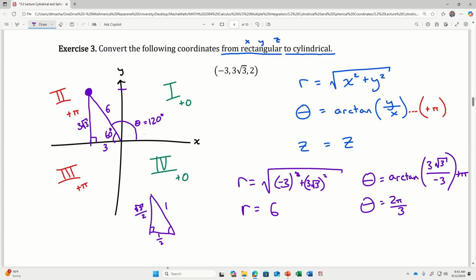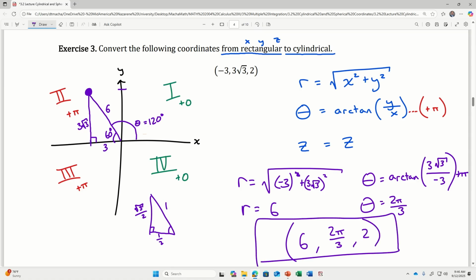So if you put this in your calculator, if you've got your TI-30X2S calculator, and you type in arctangent of 3 square root 3 divided by negative 3, or maybe you just type in negative square root of 3 plus pi, it's going to give you a decimal. It's not going to give you the exact answer, but it should be the same as 2 pi over 3. And then the z is the same. So in the end, my cylindrical coordinates will be 6, 2 pi over 3, and 2. Does that make sense?